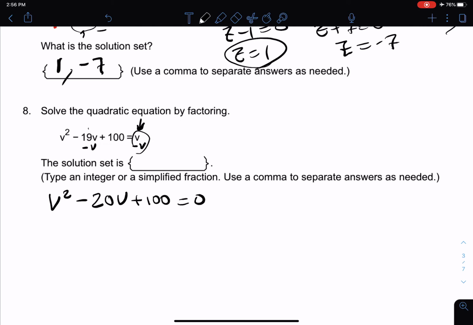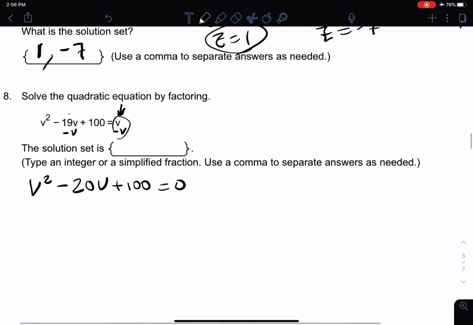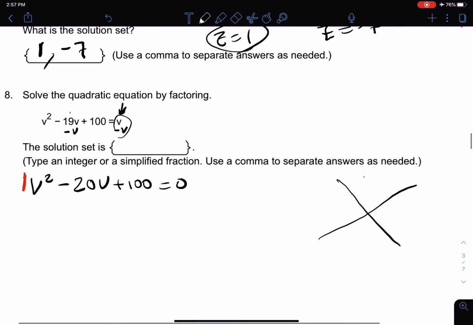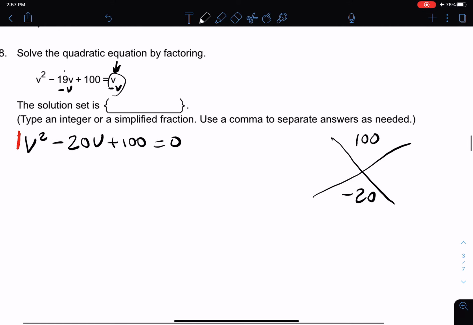Now, once again, when I see this, I get a little bit happy because I see that it's easy because of that 1. Let me try to take my own advice this time and realize that all I have to do is multiply, see what multiplies to 100 and adds to negative 20. So notice that we're multiplying and getting a positive, yet we're adding and getting a negative. This would indicate that I have to have two negative signs, meaning a negative times a negative will give me a positive, so that works.